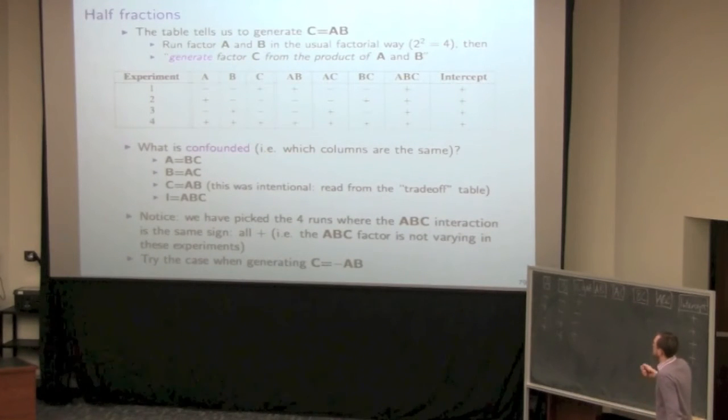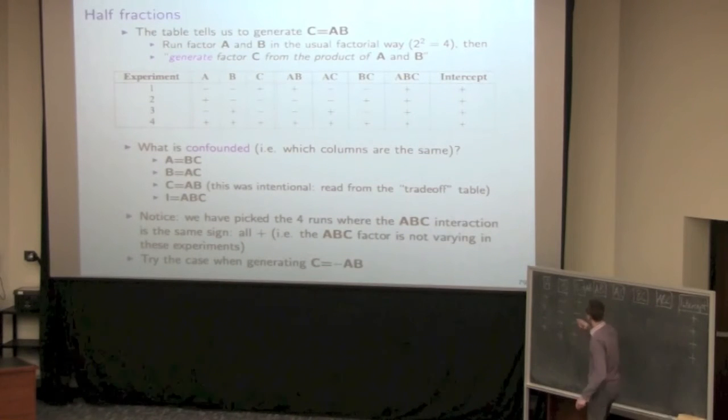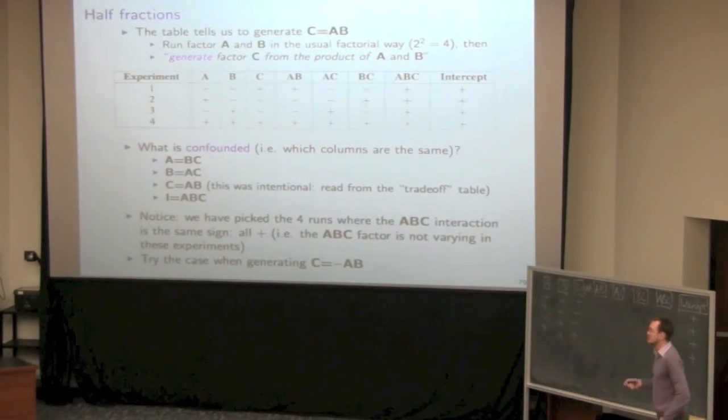But we also notice that the AC column, minus minus plus plus, matches the column for B, minus minus plus plus. Similarly, you'll also notice that the BC column, minus plus, matches the A column. And the intercept column, plus plus, matches the ABC column.